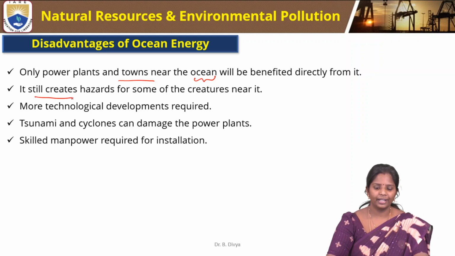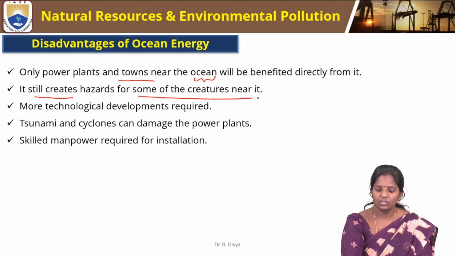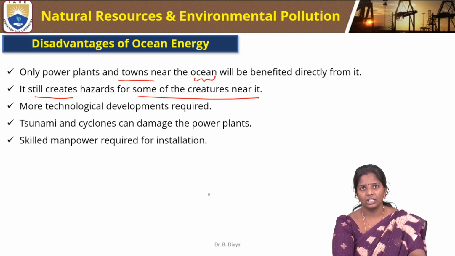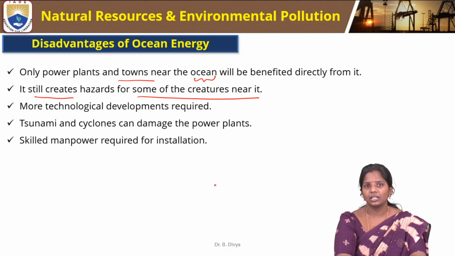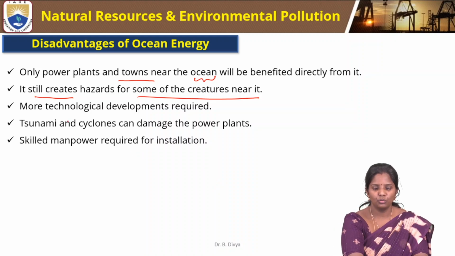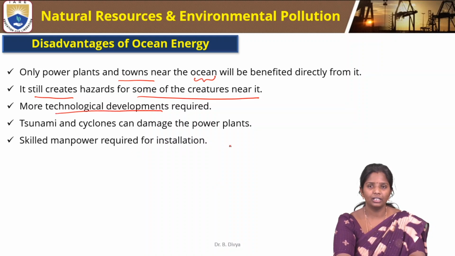It still creates hazards for some of the creatures near it. When we are generating, there could be hazards for creatures like animals or any plankton living nearby. So more technology developments are required. Definitely, there should be better technologies for converting into electricity for better improvement.